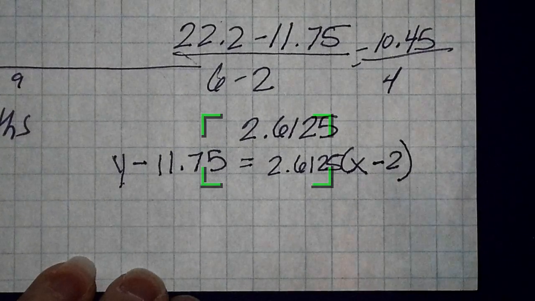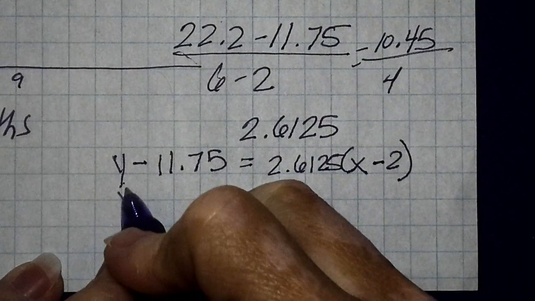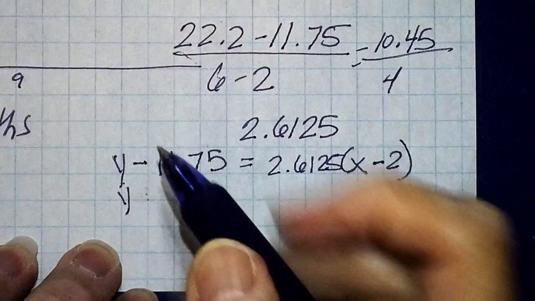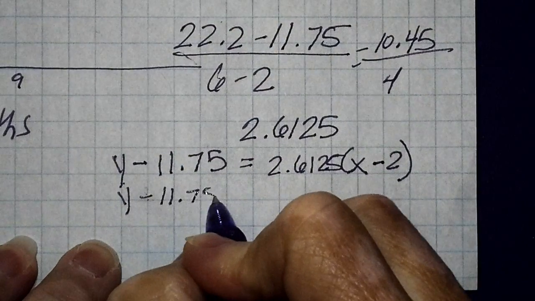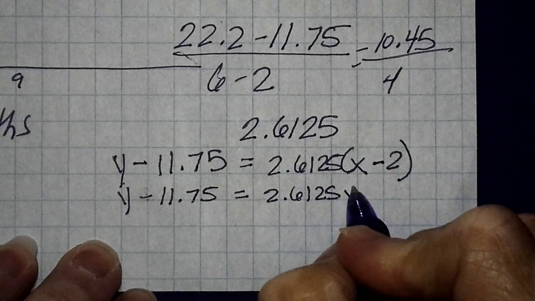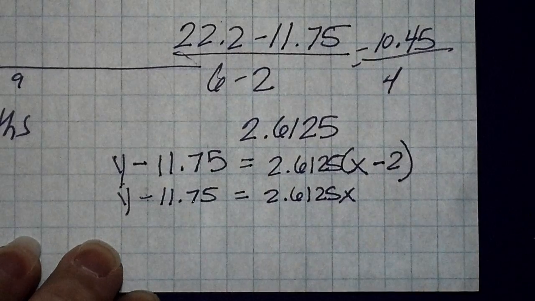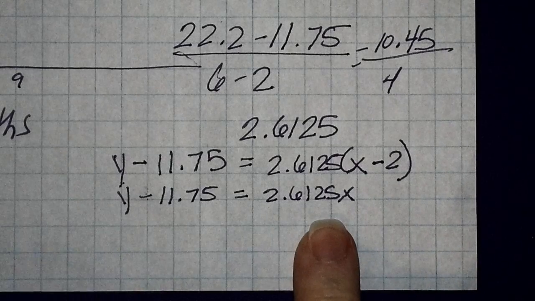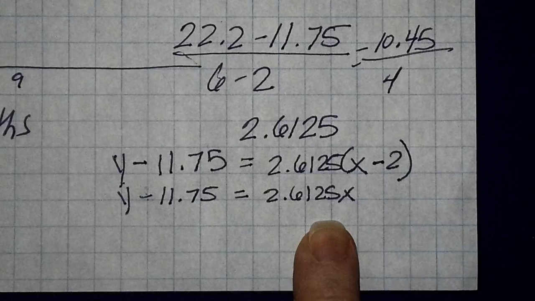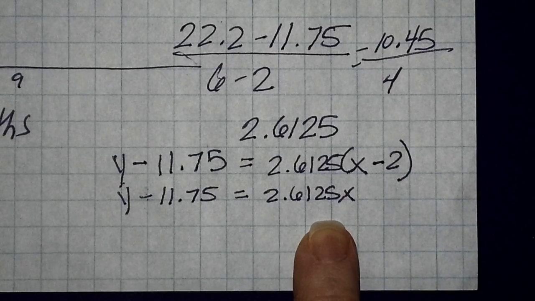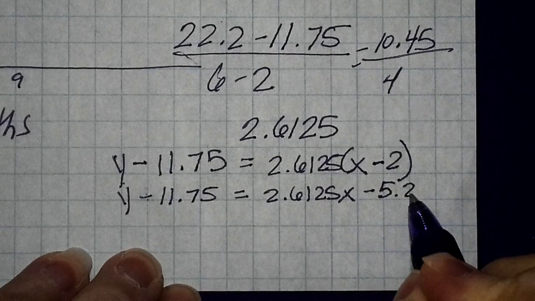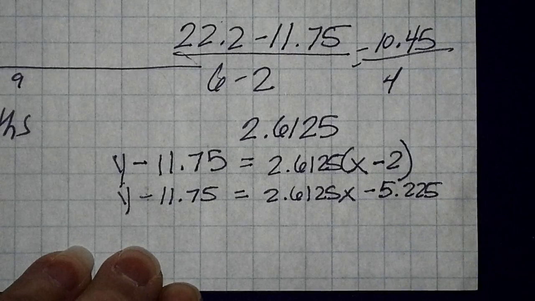All right. So we would still have y minus 11.75 equals 2.6125x. And if you want to round that to 2.6, it's not going to make that big of a difference, so you could do that. And then 2.6125 times 2 gives me negative 5.225.